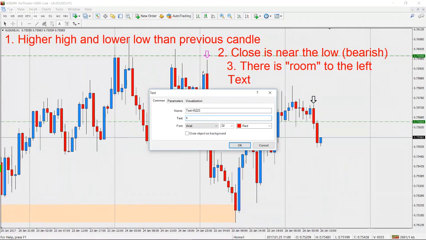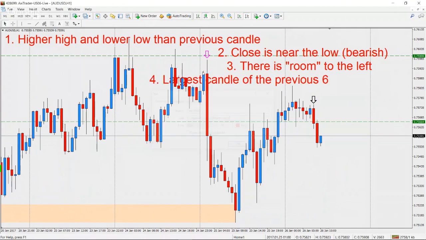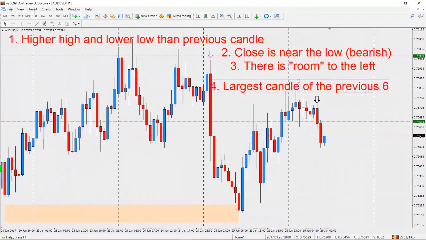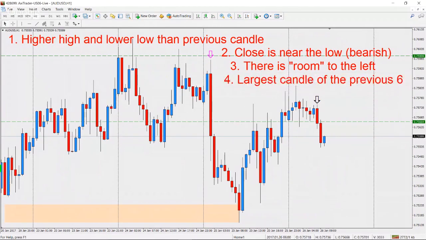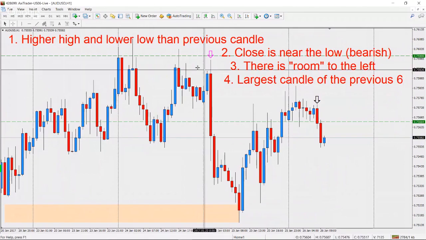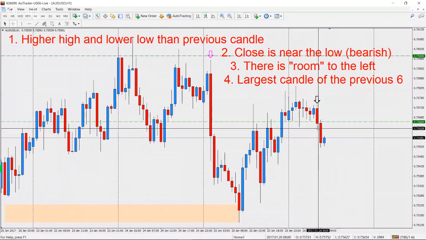Now, I want to talk about one more rule here, which is it's the largest candle of the previous 6. Largest candle of the previous 6. Now, you might say the previous 5, the previous 10, the previous 20. But really what we want to see here is a wide range. We want to show that there's some volume, some strength, some real impressive push behind this move.